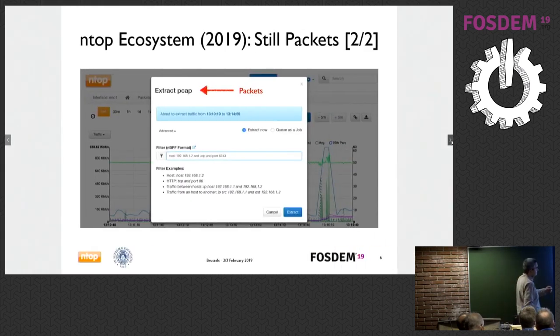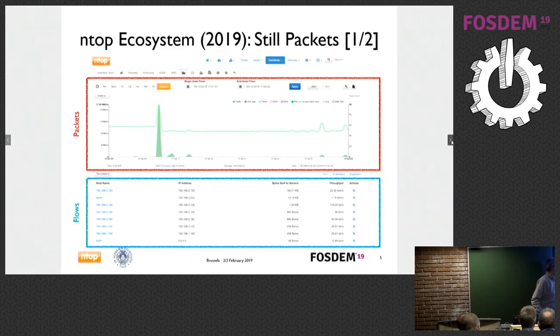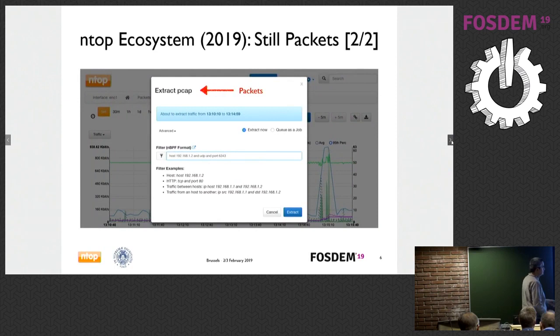And again, people like to see a peak. Again, there was a peak here. You want to say, hey, what's happening? You can see the flow. But if you don't trust flows, if you want to go down to packets, in ntopng you can click and say, give me the packets. So again, we're talking about packets.